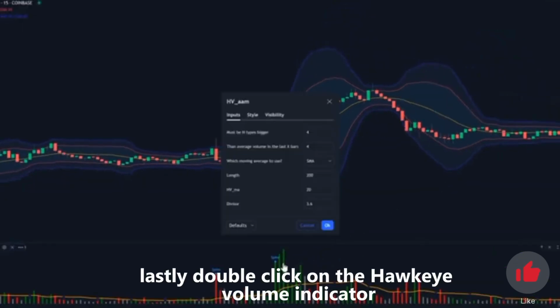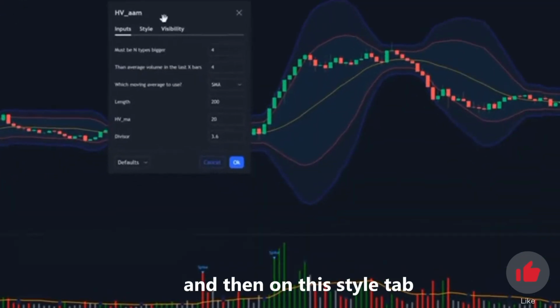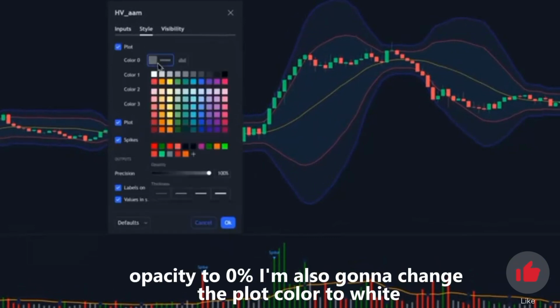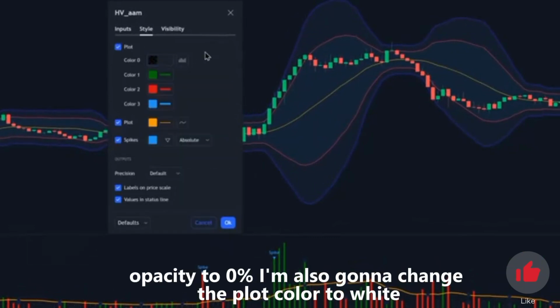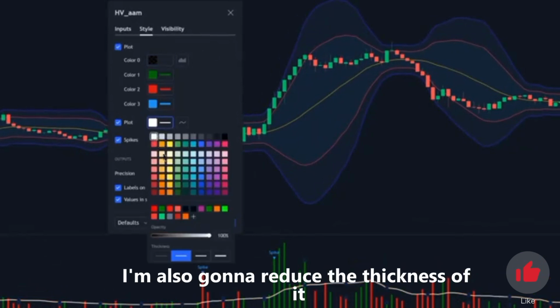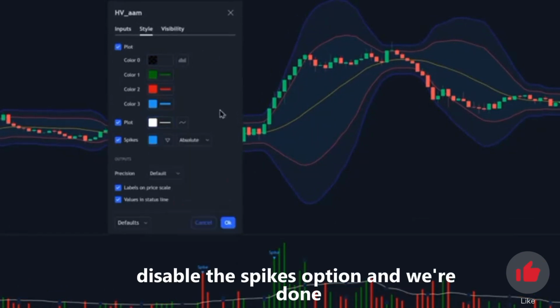Lastly, double-click on the Hawkeye Volume indicator, and then on the Style tab, you want to change Color Zero's opacity to 0%. I'm also going to change the plot color to white. I'm also going to reduce the thickness of it, disable the spikes option, and we're done.